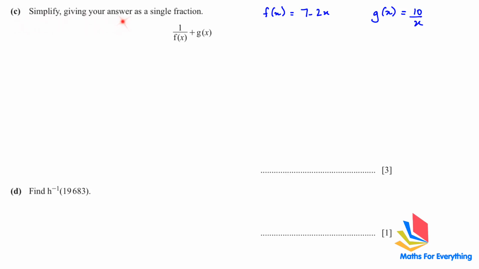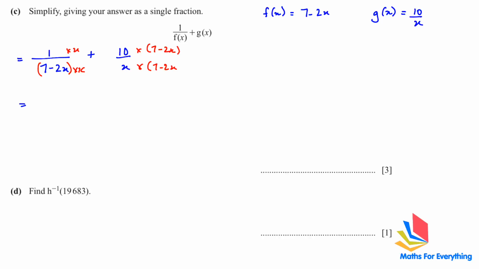Part C, simplify giving your answer as a single fraction. 1 over f of x plus g of x. F of x is 7 minus 2x and g of x is 10 over x. So let's start. 1 over 7 minus 2x, because that is our f of x, plus 10 over x. It's an algebraic fraction, and like any fraction, you need to have a common denominator if you're adding or subtracting a fraction. So we'll multiply this side by x and this by 7 minus 2x. Remember to put a bracket.